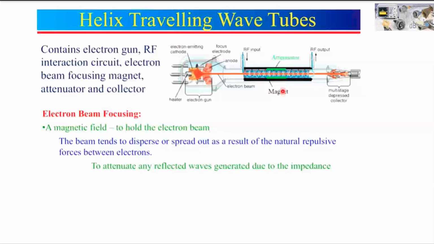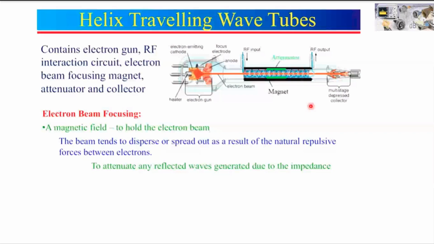Then we have an attenuator, which is used to attenuate any reflected wave generated due to impedance mismatch, and this attenuator is placed after a sufficient length of RF interaction region so that the attenuation of the amplified RF signal is insignificant as compared to the amplification. And then we have a collector to collect the electrons. So this is all about the various components which a helix traveling wave tube consists of.